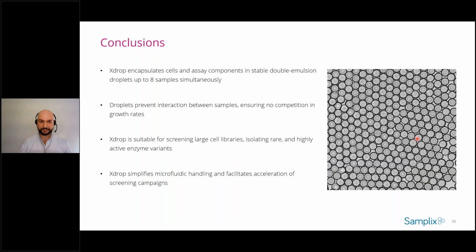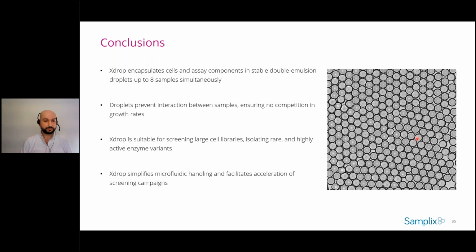Coming to the last part, I would give you some conclusions with this last slide. So Xdrop, you could see that Xdrop encapsulates cells and assay components in stable double emulsion droplets, up to 8 samples simultaneously. And what we also could see is that we could ensure no outcompetition in the droplets. So we could prevent interaction also between cells.